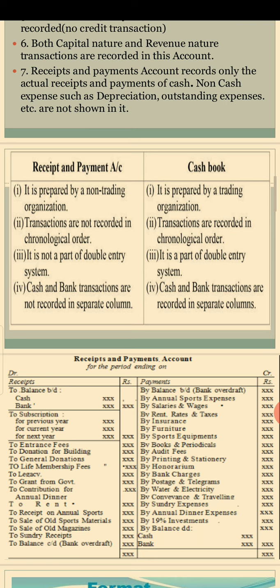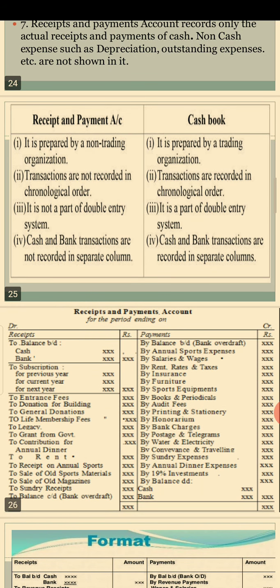Okay. Next point number 2, transactions are not recorded in chronological order. Receipt and payment account does not record the transaction in chronological order, whereas in the cash book transactions are recorded in the chronological order. Next point number 3, it is not a part of double entry system. It means the receipt and payment account doesn't prepare the journal, ledger, then trial balance, trading account, PL account, balance sheet like that. But cash book is a part of double entry system. It follows the accounting cycle.